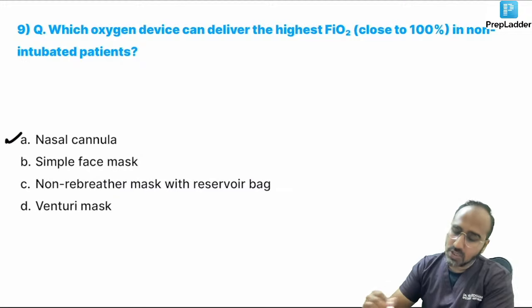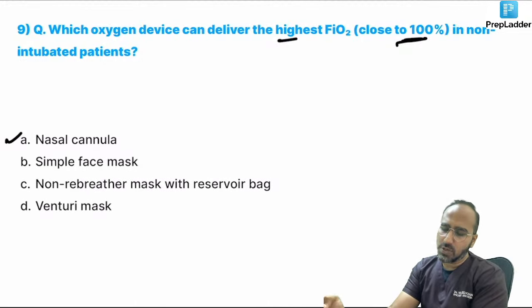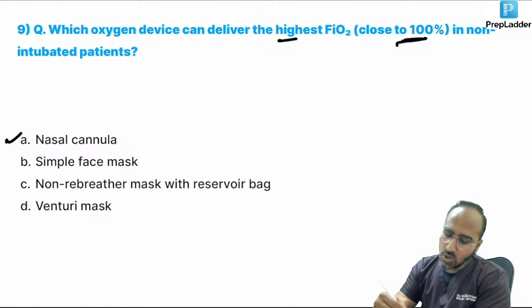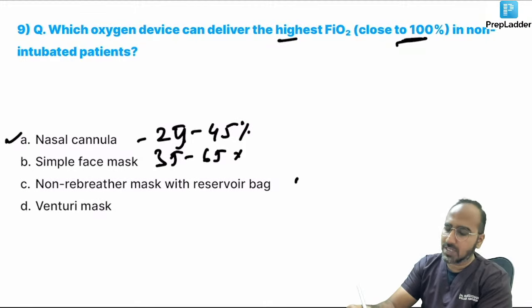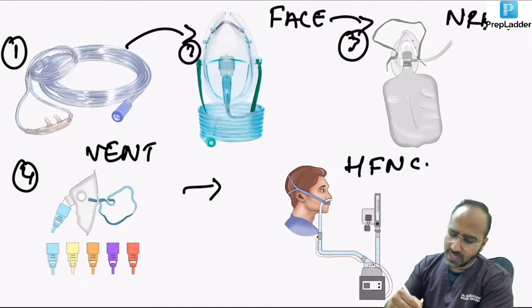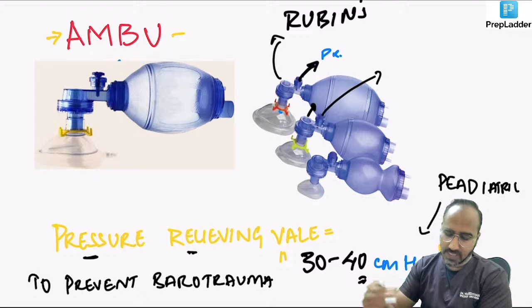So he's asking you about which is the oxygen delivery device which is having an FiO2 of close to 100%. Now over here, nasal cannula is 25 to 45%. Okay, simple face mask is 35 to 65%. NRBM is how much, guys? 95%. Close to 100 is NRBM. Venturi is also 24 to 60%. Is it clear, guys? Next, AMBU.